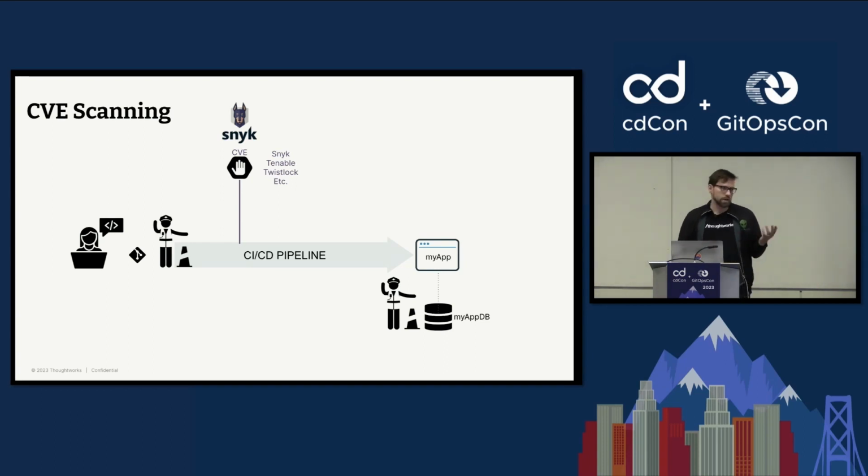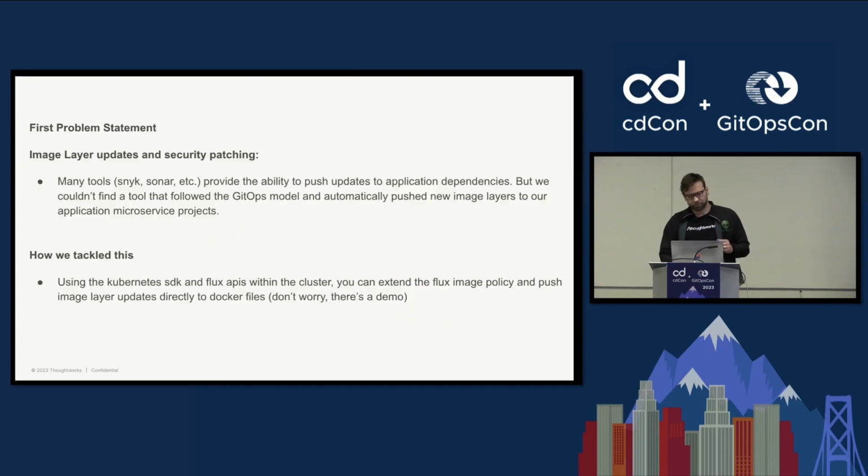And this is pretty standard. You can do it with Snyk, Tenable, Twistlock, etc. Deploying that application into production after you've maybe blocked that in the pipeline. So the first problem statement that we want to talk about is a lot of tools like Snyk give you the ability to auto-update those images inside of your, say, deployment files. Like, say you have a deployment YAML file or something like that.